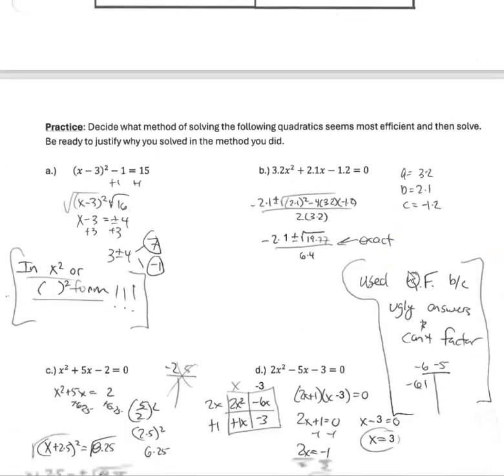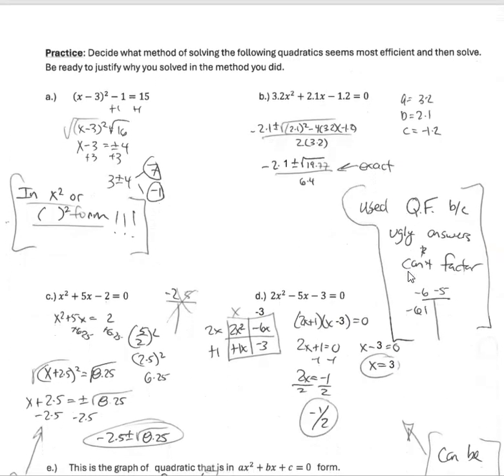Alrighty, let's look over the homework. So on these problems, you are supposed to look at the problem, figure out what you think the best method of solving would be, and then go ahead and solve it. So on this first one, since you can get it into either x² equals a number form or something in parentheses squared equals a number form, I decided that I am going to solve by square rooting. You get whatever it is being squared by itself, you square root, you don't forget your plus or minus, and then you solve for x. So that's why I did that one by square rooting.